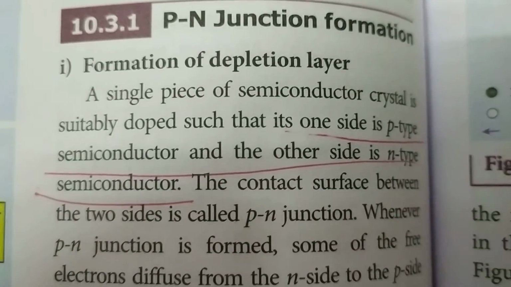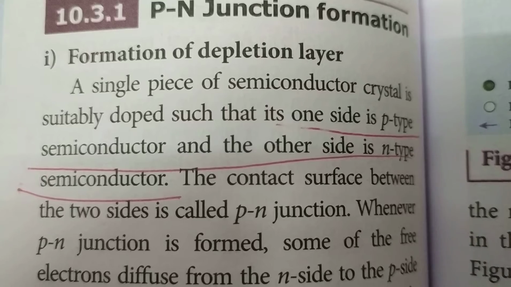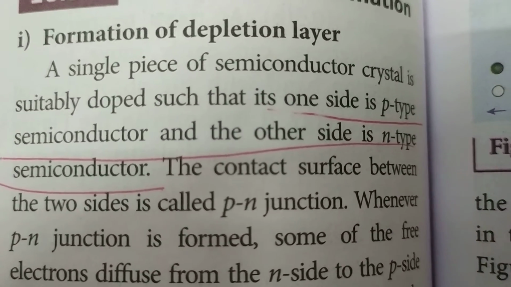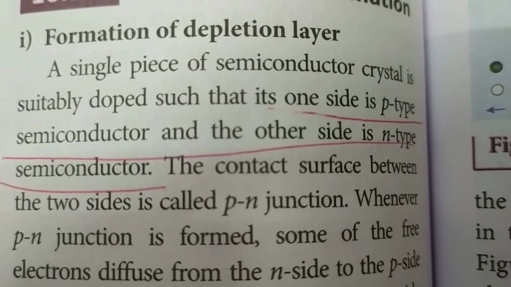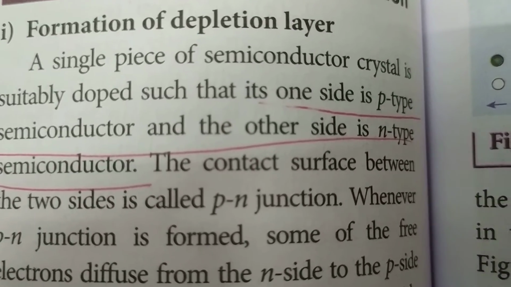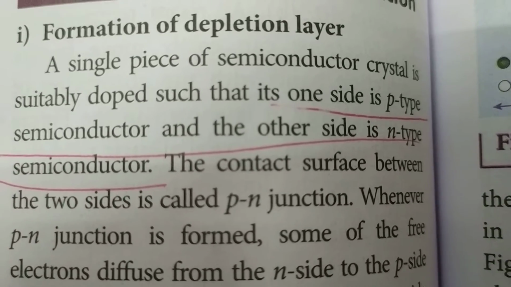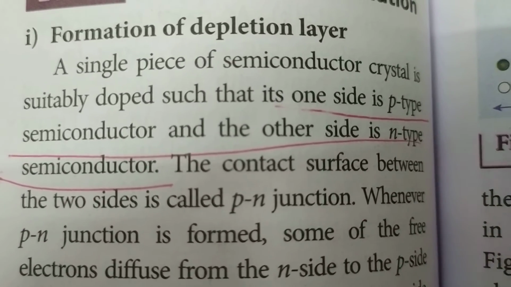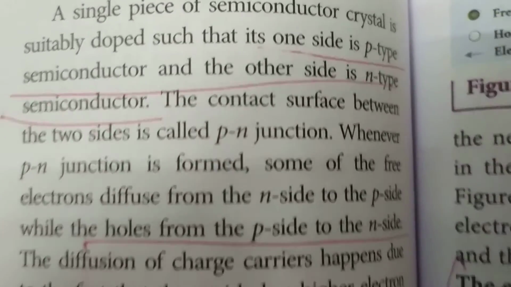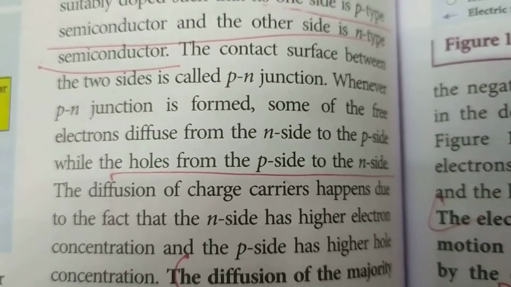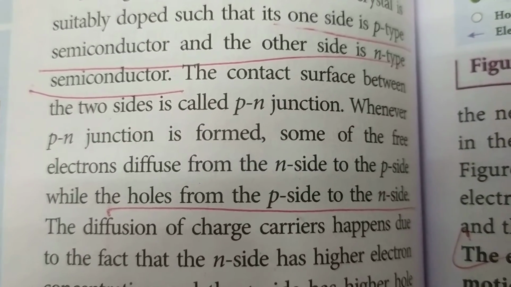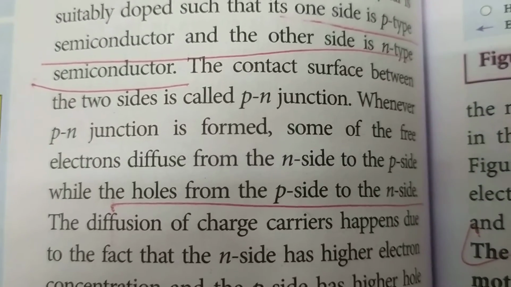Here, a single piece of semiconductor crystal is suitably doped such that one side is p type semiconductor and the other is n type semiconductor. In the n type you have a majority of electrons, and in the p type you have a majority of holes. You know the holes are positively charged, whereas the electrons are negatively charged. So when the two sides are brought into contact, what will happen? A p-n junction is formed.